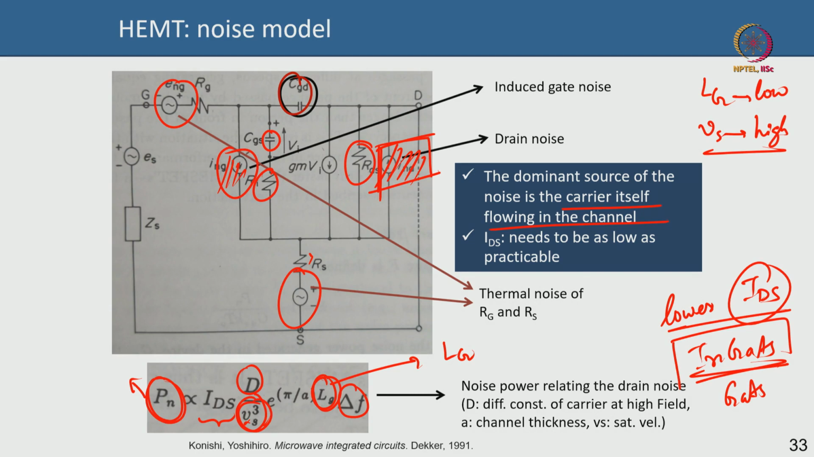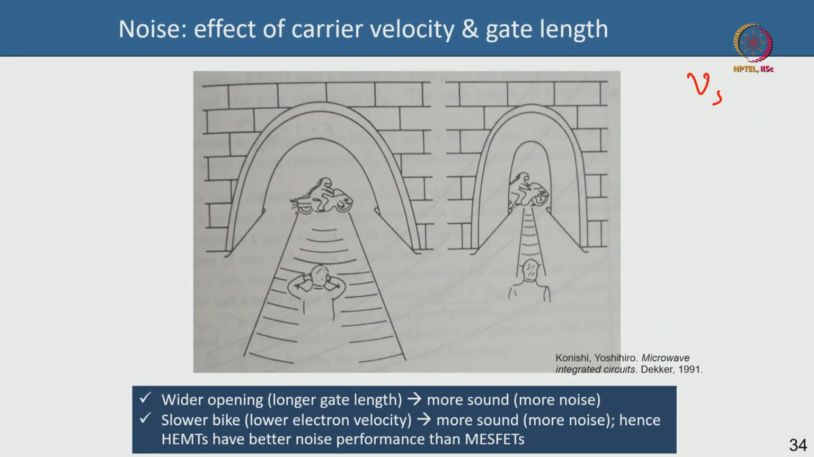So, a more pictorial or qualitative assessment is that imagine there is a motorbiker who is going at very high speed. There are two people standing here, the opening in the wall is very wide here and the opening here is very narrow. So this corresponds to a larger gate length, this corresponds to a smaller gate length. This person will hear more noise, he has to put hands on the ears, but this person will not hear as much noise because the opening is very narrow, correct. So the gate length should be as low as possible for a lower noise.